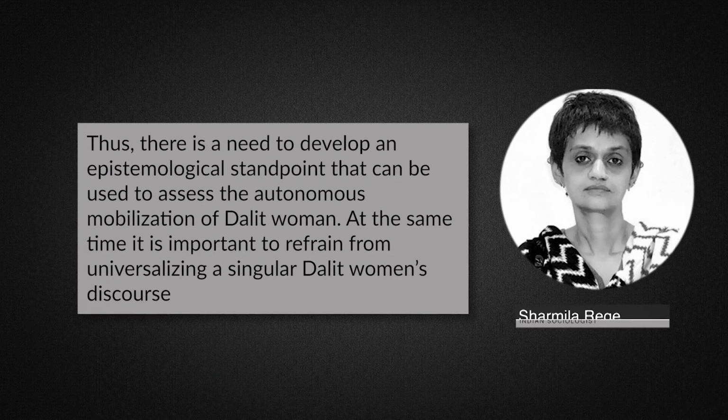Therefore, Sharmila Rege advocates that there is a need to develop an epistemological standpoint in order to assess the mobilization of Dalit women. Dalit women talk differently. This talking differently will foreground the identity of Dalit women, wherein their lived experiences become a tool through which they mobilize against both the upper caste people, both men and women, and also Dalit men.